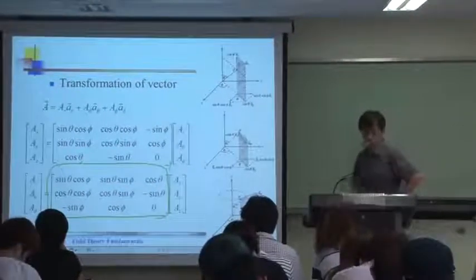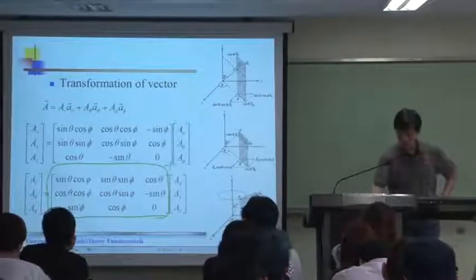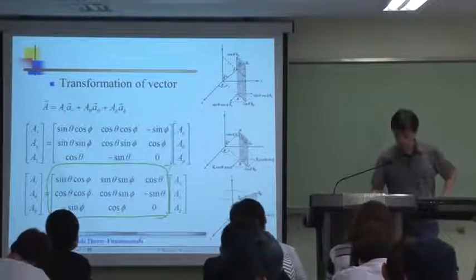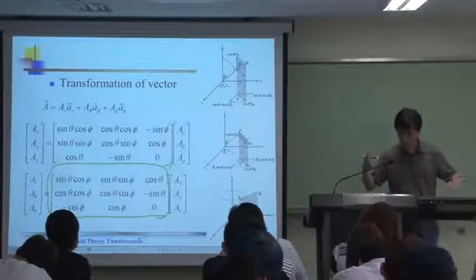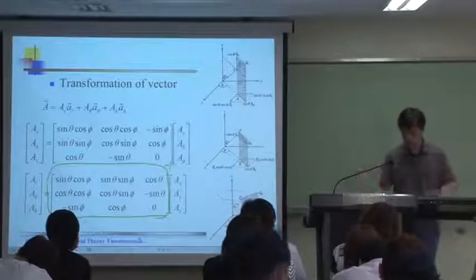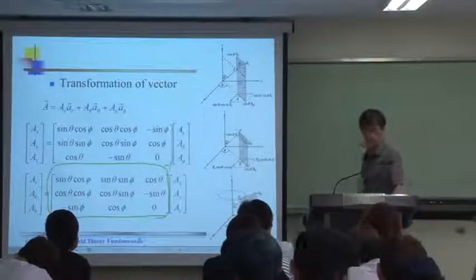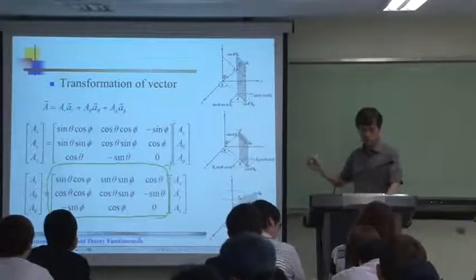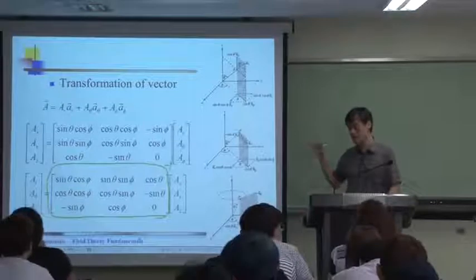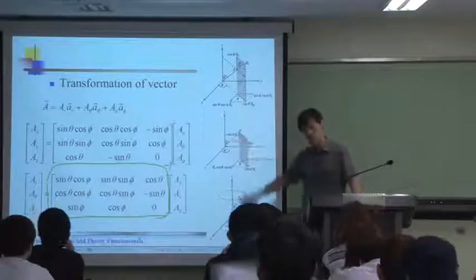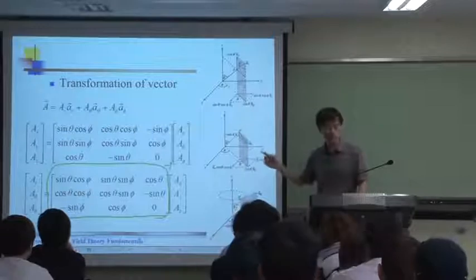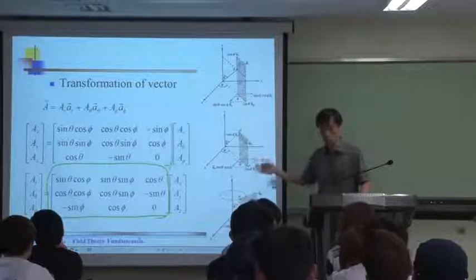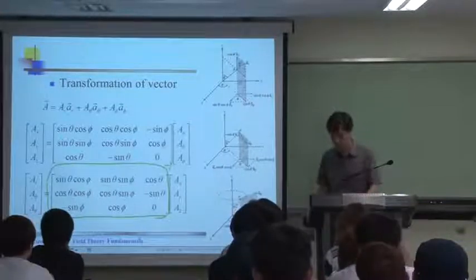Okay. So most of them are similar, but have different signs, and in some parts cosine is changed to sine, but the forms are very similar. So the important thing is, do you need to remember this matrix? Do you think you need to remember this matrix? The answer is no. You don't need to remember it.